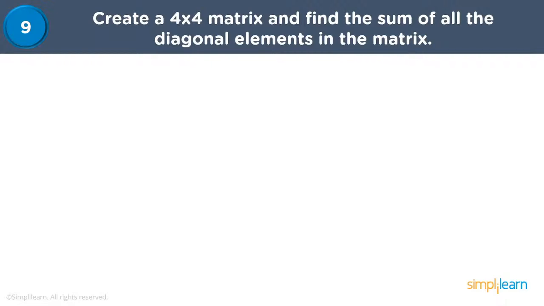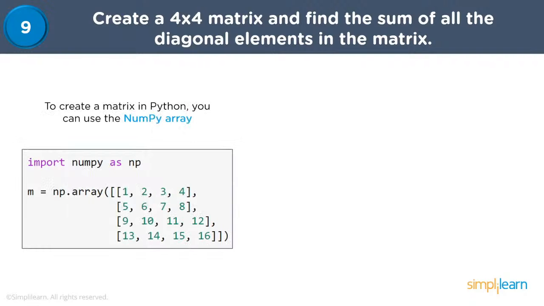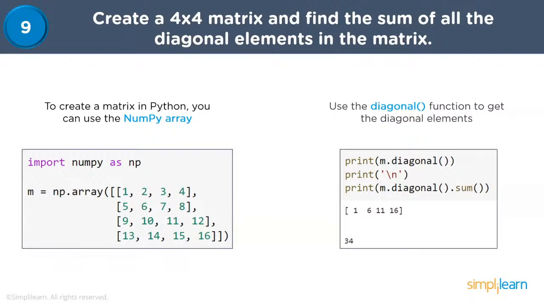We want to create a 4x4 matrix and find the sum of all the diagonal elements in the matrix. Data scientists often work with multi-dimensional arrays and matrices to build models. This question is related to an operation on a 4x4 matrix. So first, we need to create a numpy array of 4x4 shape, and then we'll see how to calculate the diagonal elements or the sum of the diagonal elements.